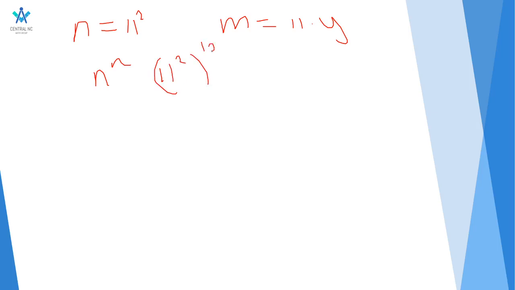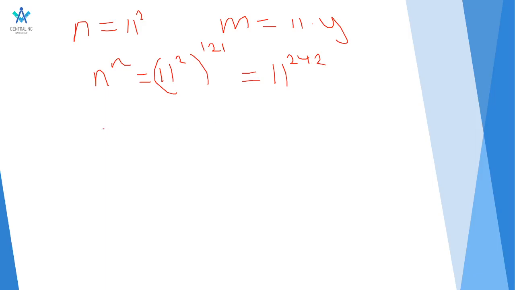So using these, let's go to the next slide here. N equals 11 squared, and m equals 11 times y. Our n to the n will return 11 squared to the 121 power, because that's 11 squared, and that's actually going to give us 11 to the 242. So n to the n has 242 factors of 11. Now we want m to have greater than or equal to 242 factors.